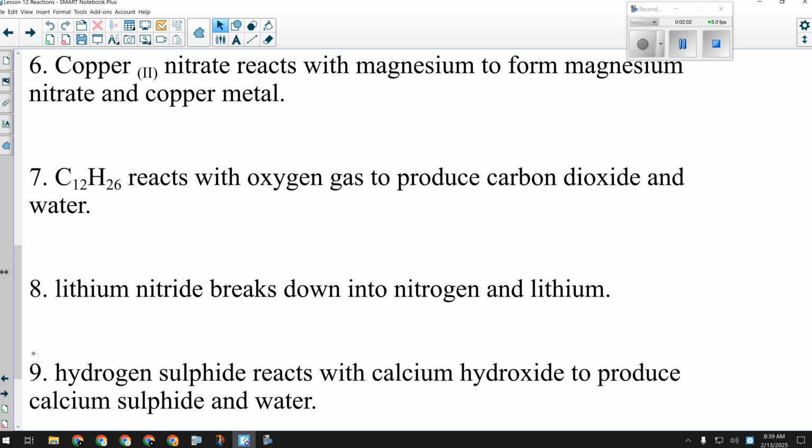Okay, so in a reaction like number 8, for example, it says lithium nitride breaks down into nitrogen and lithium. What do I have to remember about nitrogen when I write it? It's a molecular element? Yes, and it comes as a 2 when it's by itself.